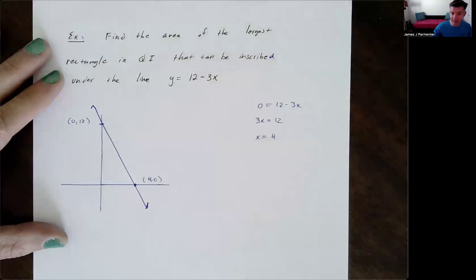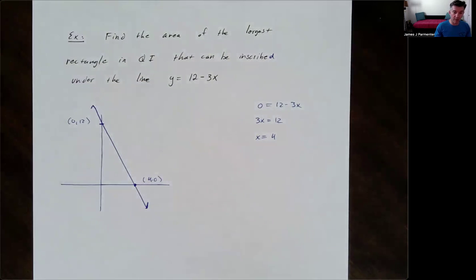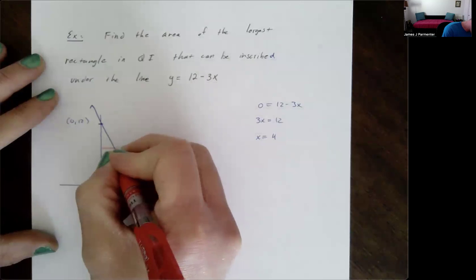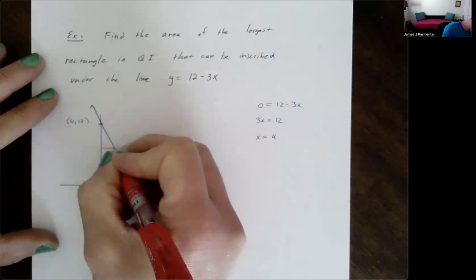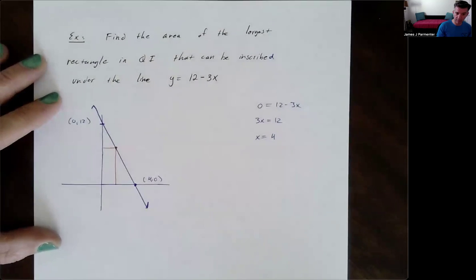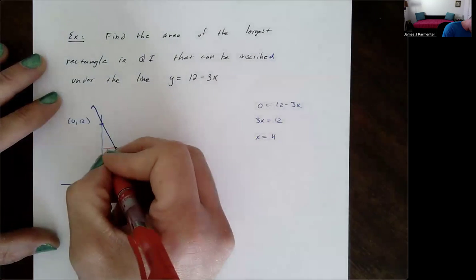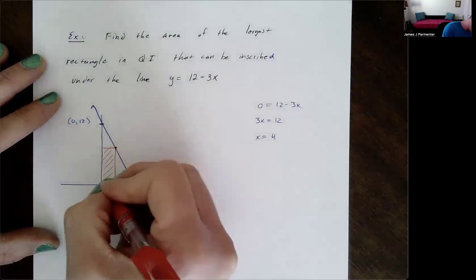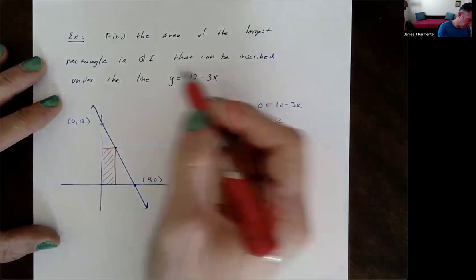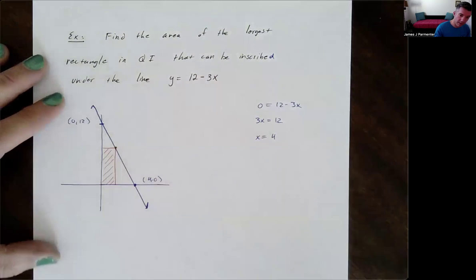And then we're trying to inscribe a rectangle under this line, meaning it's going to be something like this. Right? It's going to touch the line there because we want to get as much area as possible. And we're trying to find the biggest or the most area a rectangle can have under this line like that. Then again, it has to be in quadrant 1, so we can't have it go over here.